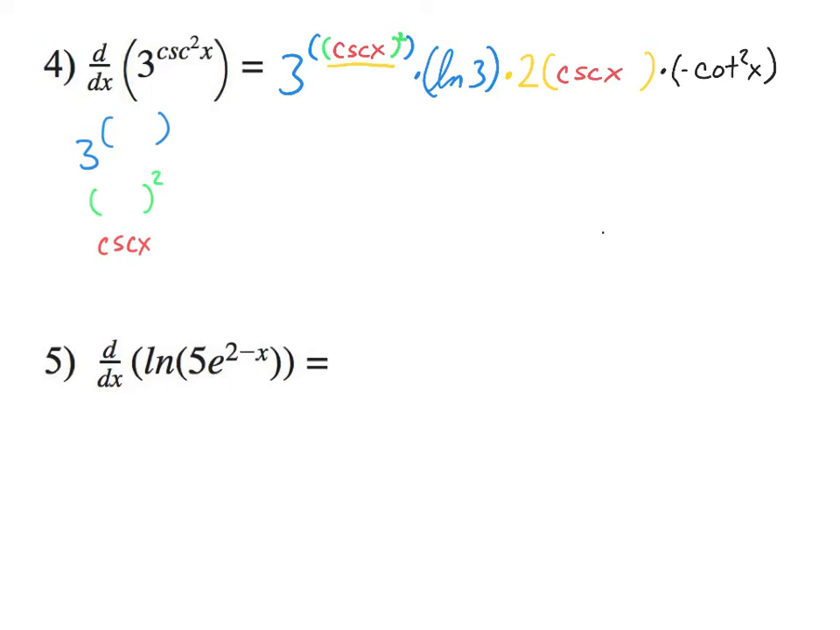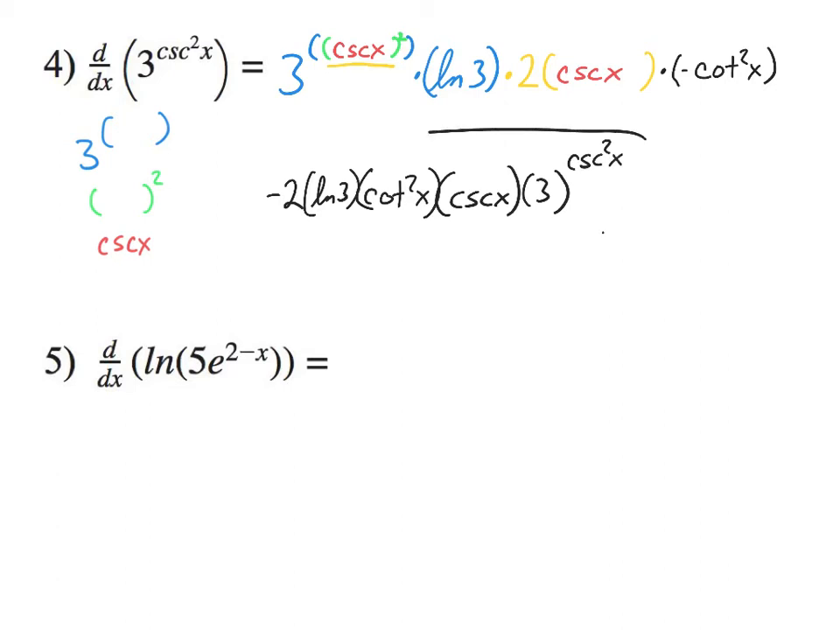So my final answer here, in my opinion, I'm going to put the negative 2 in front, and I'm going to put the ln 3. Okay. I'm going to also now put the cotangent squared x, and I'm going to put the cosecant x, and I'm going to put the power last. So the last one's going to be 3 to the power of cosecant squared x. So that would be a cleaned up derivative of this.